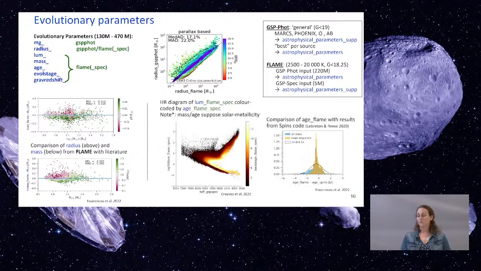Now I'm showing a Hertzsprung-Russell diagram showing the luminosity versus the effective temperature, but it's color-coded by age. But it's important to note that the mass and the age have been derived by assuming a prior of solar metallicity on the parameters. So for extremely metal-poor stars, one must pay attention. And on the very right, I show a comparison of the age that is derived by FLAME with the age that is derived using the exact same input data from the SPInS code, which is a published code. And you can see that we have agreement to within half a sigma.